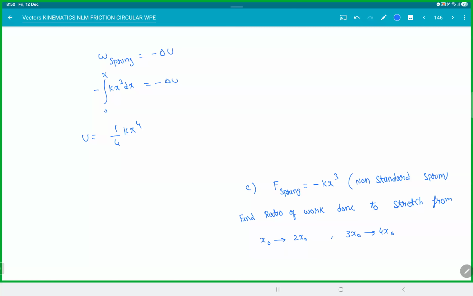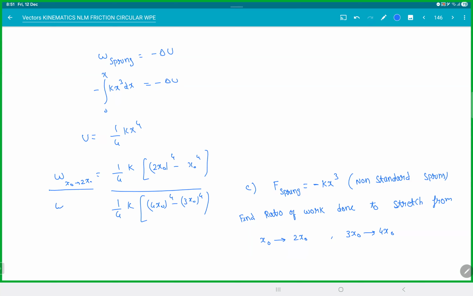That itself is a question. So you want the work done from x naught to 2x naught? You can just change the limits there. 1 by 4 k, 2x naught power 4 minus x naught power 4, divided by 1 by 4 k, 4x naught power 4 minus 3x naught power 4. Divide them and finish it off. There, that's your answer. Clear with this?